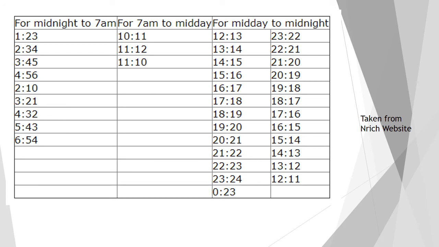And then he did the same from midday to midnight. And you can see he's worked through 12, 13, 13, 14, 14, 15. And if you look at that, you can see the pattern there. So the minutes of the hour before becomes the hour of the next time. Okay, so he's used a system there. He didn't just pluck numbers out of thin air and write them down, because then he would miss some. So he had to work through carefully and systematically.